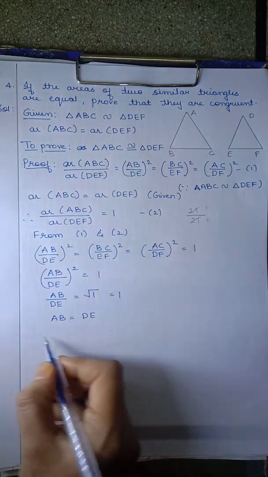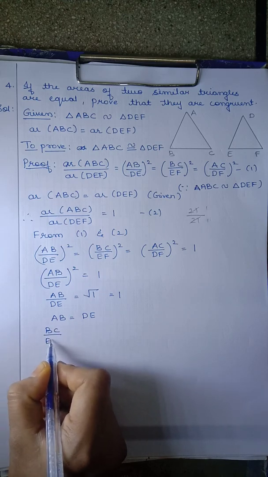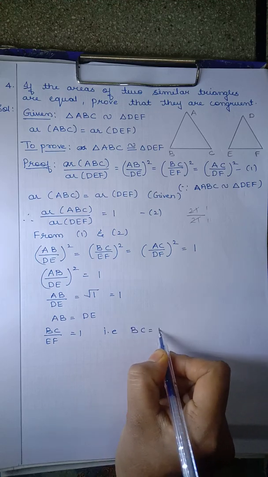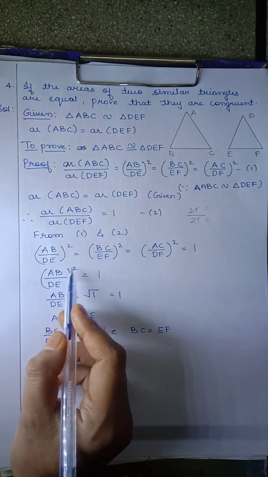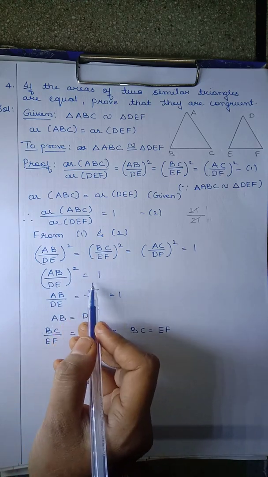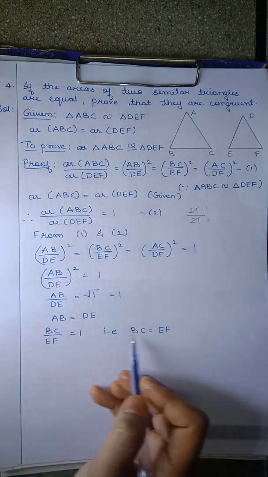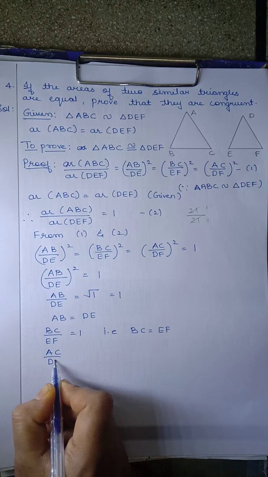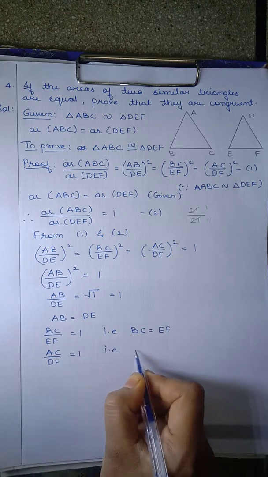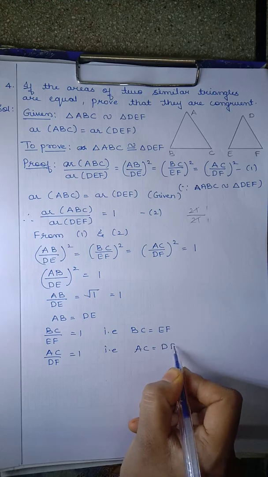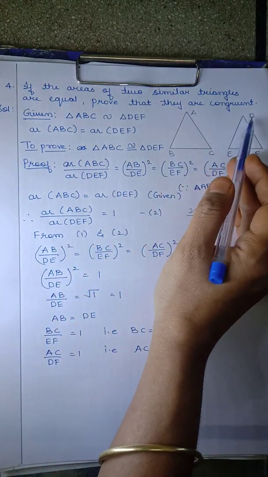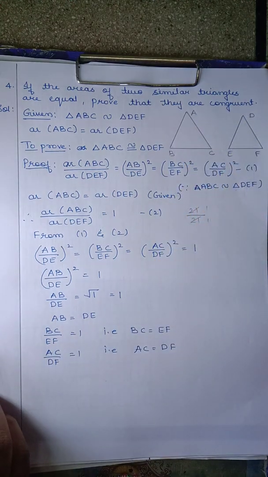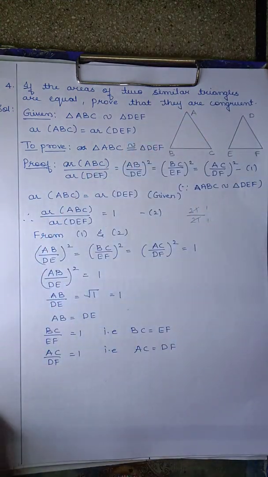Similarly, you can write (BC/EF)² = 1. If you take the square root of 1, again 1, you will get BC by EF is equal to 1. That is BC is equal to EF, children. And also AC by DF is equal to 1 you will get. That is AC is equal to DF. So now what we got, children? AB is equal to DE, BC is equal to EF, and AC is equal to DF. That is, all the three corresponding sides of the two triangles are equal.